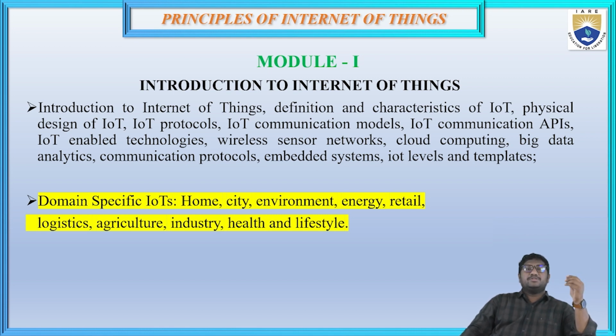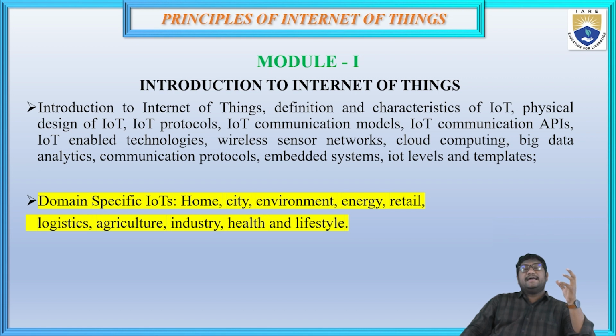such as smart homes, smart cities, smart environments, smart energy systems, smart retail systems, smart logistics, smart agriculture, smart industries, and health and lifestyle, smart health and smart lifestyles. These are the specific domains I am going to discuss. In this class, I will cover smart homes, smart cities, smart environment and smart energy. In the coming class, we will discuss the remaining specific domains.